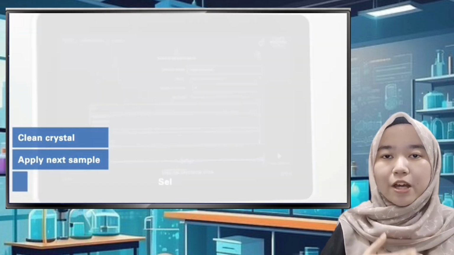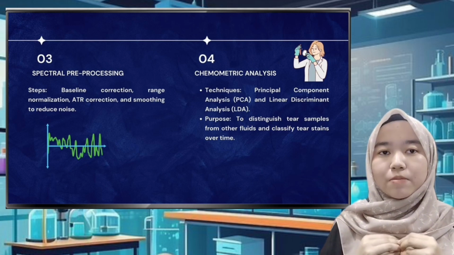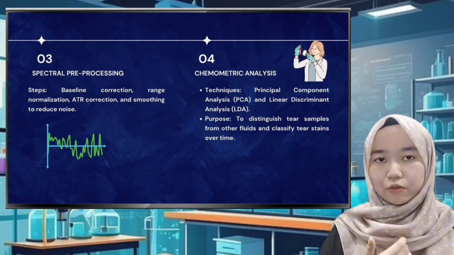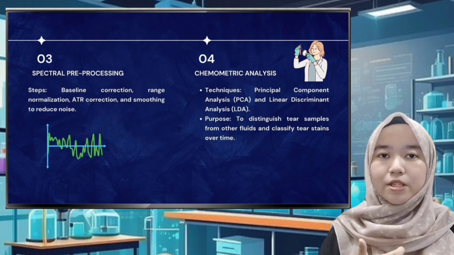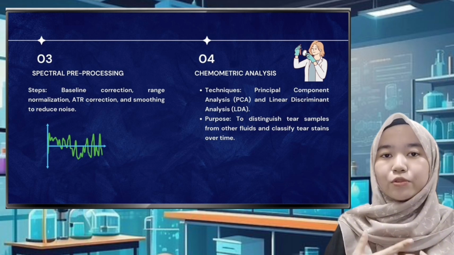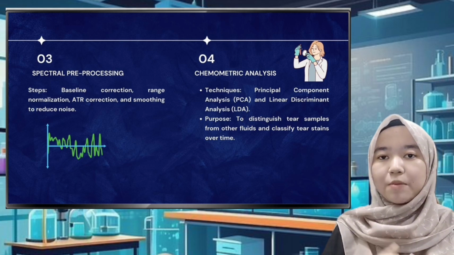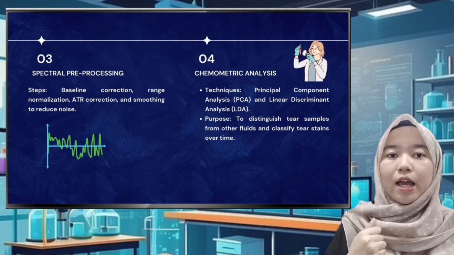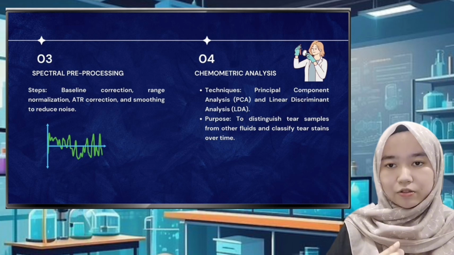The third step is spectral pre-processing. Several pre-processing steps were undertaken to prepare the spectral data for analysis. These included baseline correction to remove any background noise, range normalization to standardize the spectra, ATR correction to compensate for the accessory's influence, and smoothing using the Savitzky-Golay algorithm to reduce spectral noise. These pre-processing steps were crucial in minimizing noise from external light sources, manual vibrations, and potential human error, thereby enhancing the quality and reliability of the spectral data.